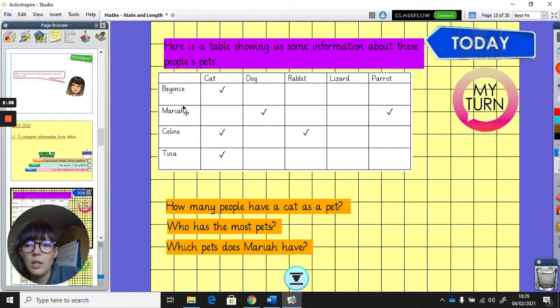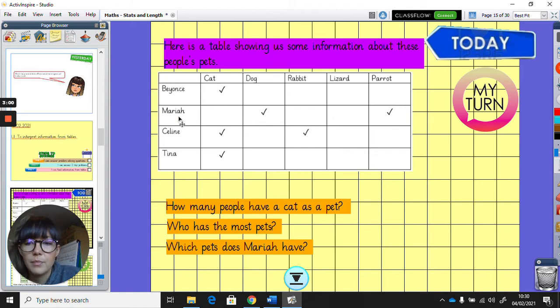Okay. So if we look at the top bit, let's look at Beyonce. So who can tell me? Have a little think to yourself. What animal does Beyonce have? Does she have one animal? Does she have two? If you look across here, we can see there's only a tick in the cat box. So Beyonce has got a cat.